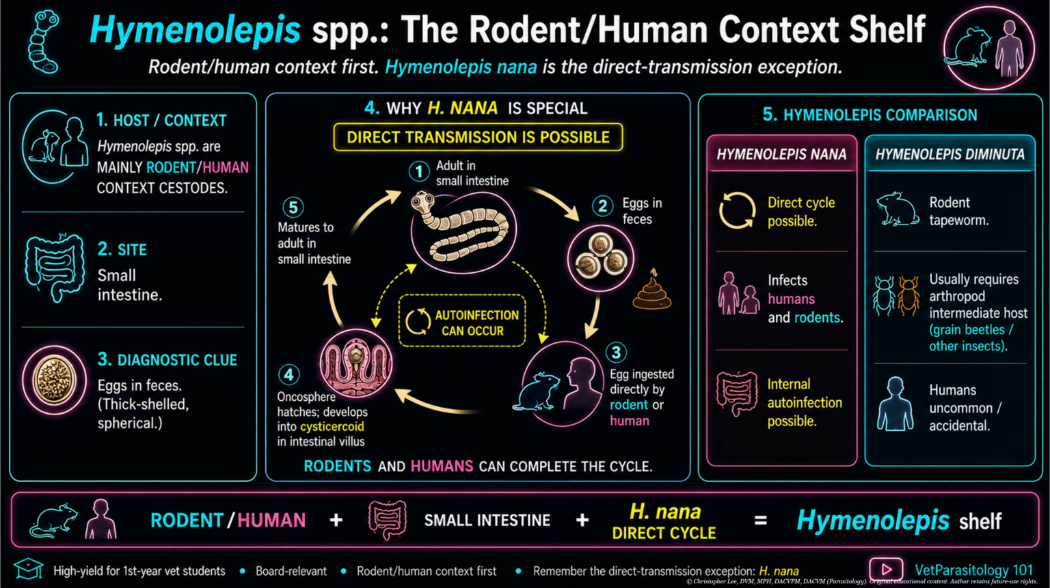By contrast, Hymenolepis diminuta, the rat tapeworm, follows the more typical indirect pattern and requires an arthropod intermediate host, often a grain beetle. Humans may become accidental definitive hosts after ingesting the infected arthropod. So the useful contrast is this. H. nana can complete its cycle directly and can autoinfect. H. diminuta requires the arthropod bridge.